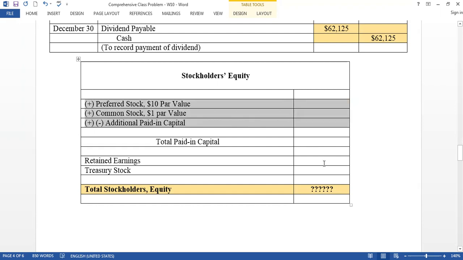The question said that preferred stock has $10 par value and common stock has $1 par value. And we have some additional paid-in capital. Can you remember? We have additional paid-in capital for common stock, additional paid-in capital for preferred stock, and additional paid-in capital for treasury stock. So why is this plus and minus? Because plus is the gain and minus is the loss.